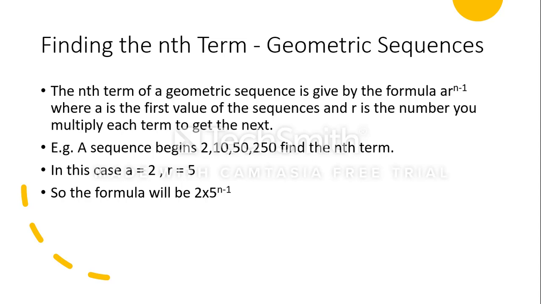So for example, a sequence begins 2, 10, 50, 250. Find the next term. In this case, a equals 2 because it's the first term, and the multiplication difference is 5. So 2 times 5 is 10, 10 times 5 is 50, 50 times 5 is 250. And so when we substitute the numbers into the formula a r to the n minus 1, we get 2 times 5 to the power of n minus 1.